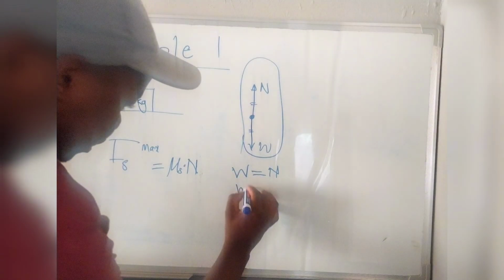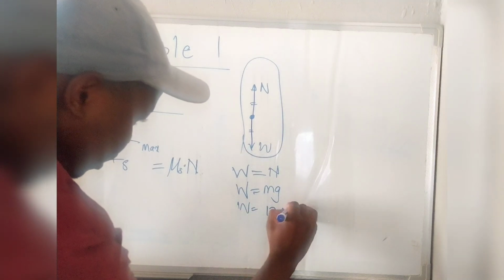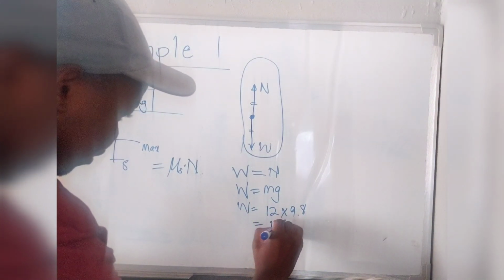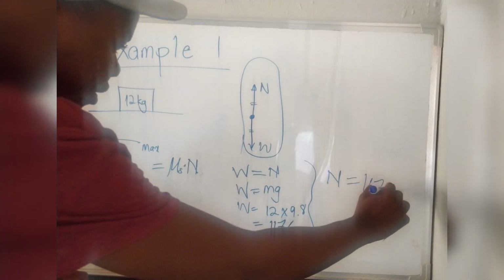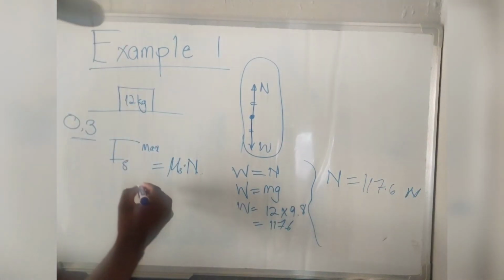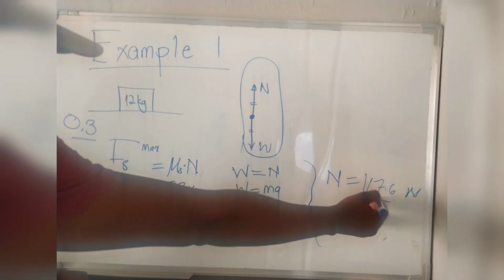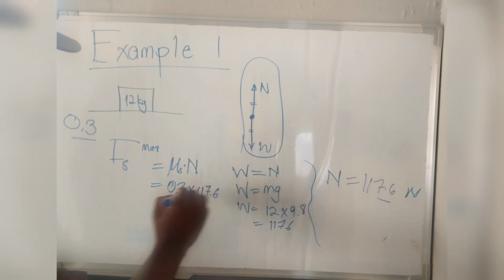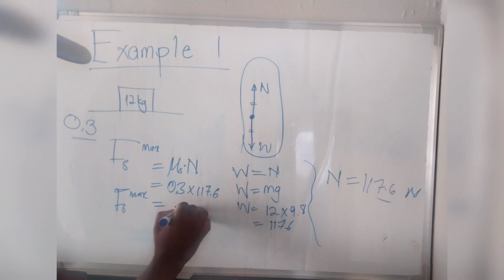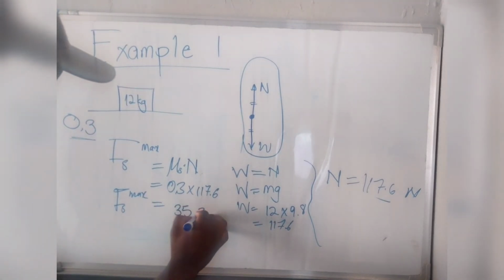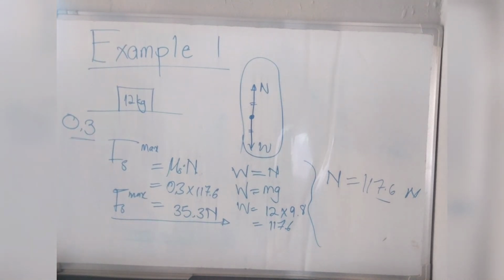Okay, and we know that the weight is equal to mg, right? Therefore the weight is equal to 12 times 9.8, which is 117.6. Therefore N is equal to 117.6 newtons. Okay, so we can say 0.3 multiplied by how much? The value that we have here, 117.6, and we get our Fs max as 35.3 newtons. Okay, so this is how we could get our Fs max.